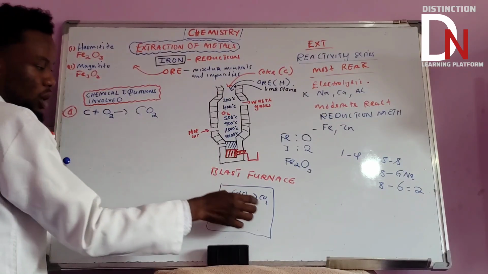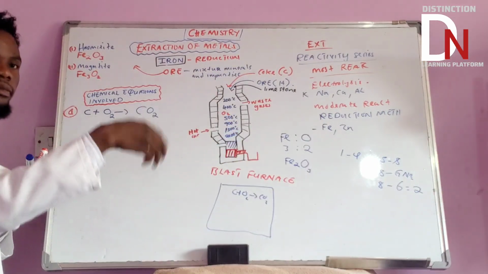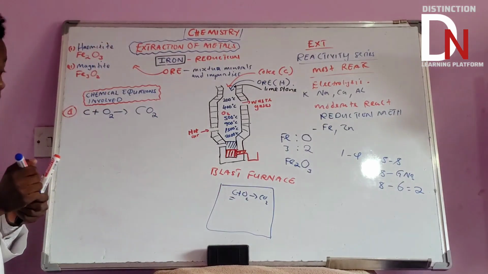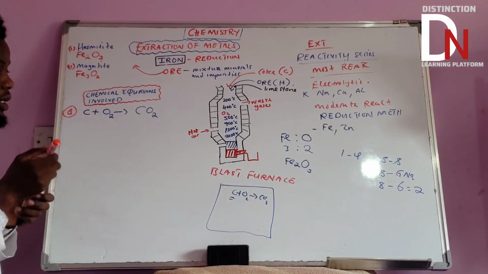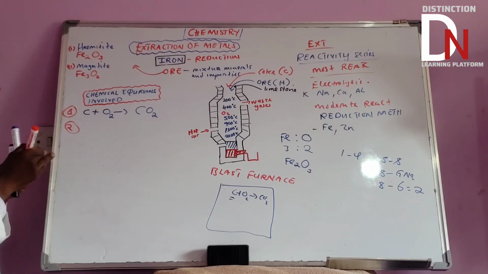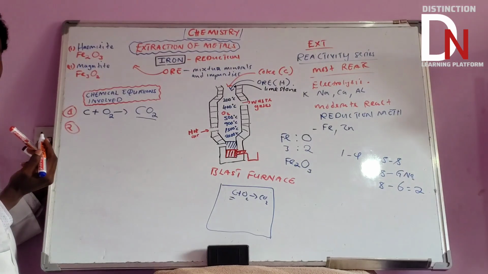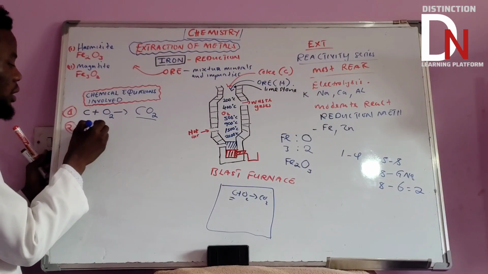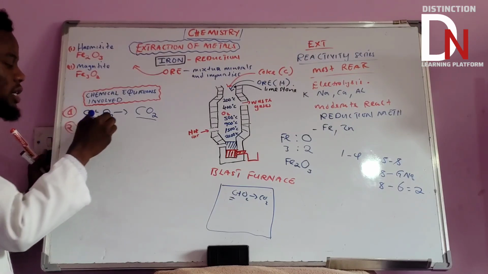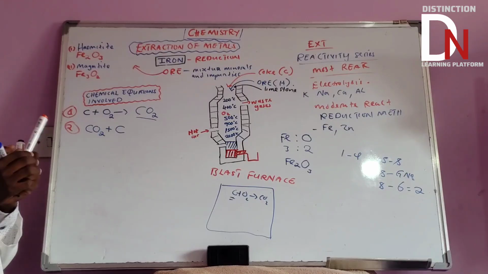Now this carbon dioxide that we are producing here is going to receive more coke, because we are still feeding more coke in the blast furnace. So what are you supposed to have in the next equation? You need to get carbon dioxide. This carbon dioxide that is produced by the first equation is going to react with more coke, basically more carbon.